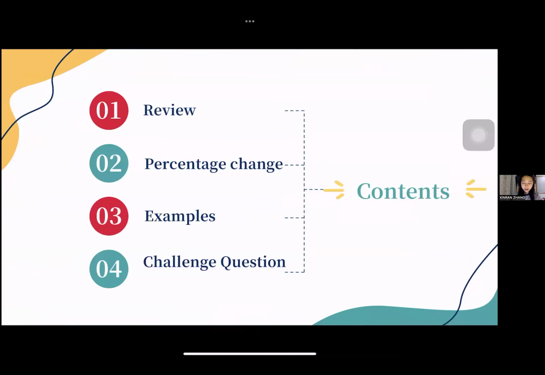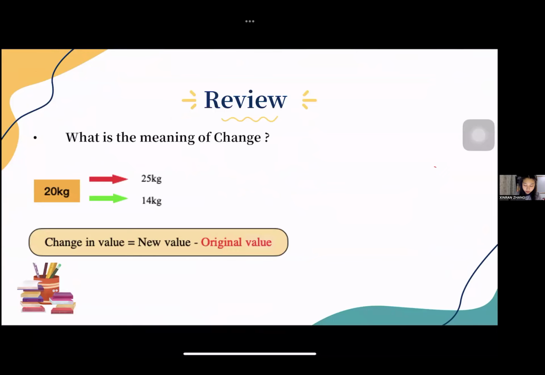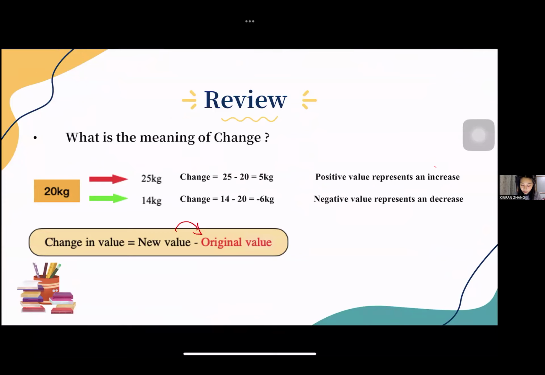So here's my constants. First, let's have a little review here. We have learned the meaning of change before, which is the new value minus the original value. We can see if the value is positive, it means an increase, and if the value is negative, it means a decrease. This chart shows the relationship between them.